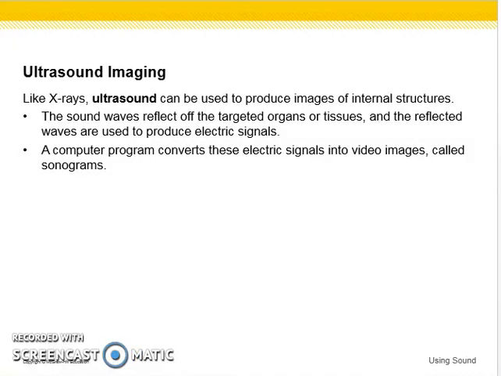25 weeks. Like X-rays, ultrasound can be used to produce images of internal structures. The sound waves reflect off the targeted organs or tissues, and the reflected waves are used to produce electric signals. A computer program will then convert those electric signals into video images called sonograms. And we can do a lot of things with them other than just look at babies.